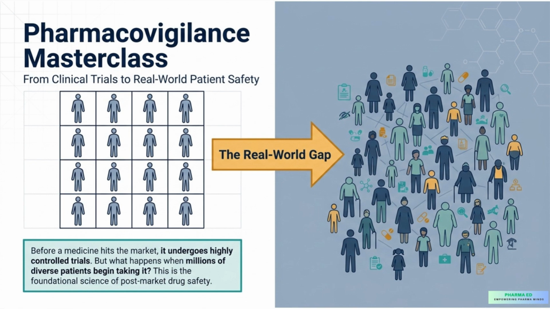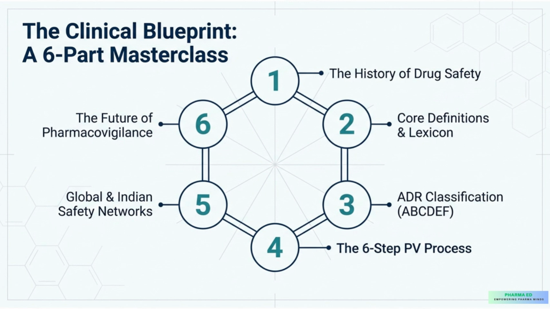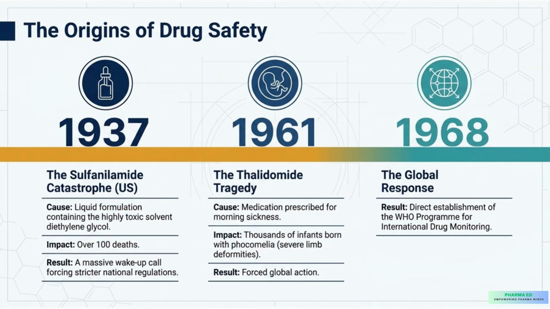Let's dive in. Okay, so here's our quick agenda for today's explainer. 1. The history of drug safety. 2. Core definitions. 3. ADR classification. 4. The PV process. 5. Global and Indian networks. And finally, number 6. The future of pharmacovigilance. All right, Section 1. The history of drug safety.